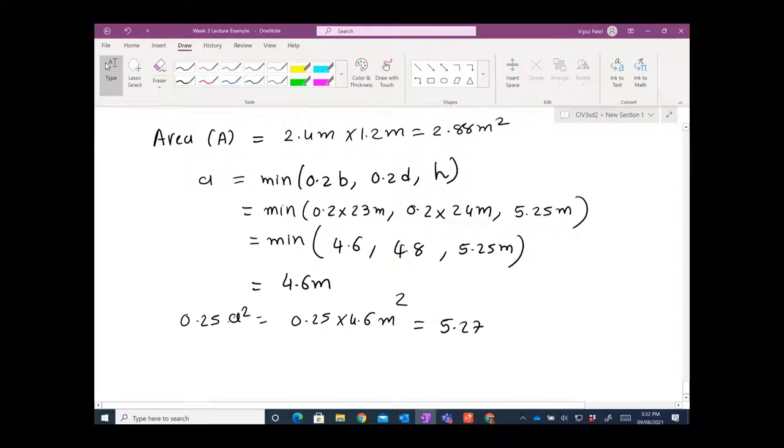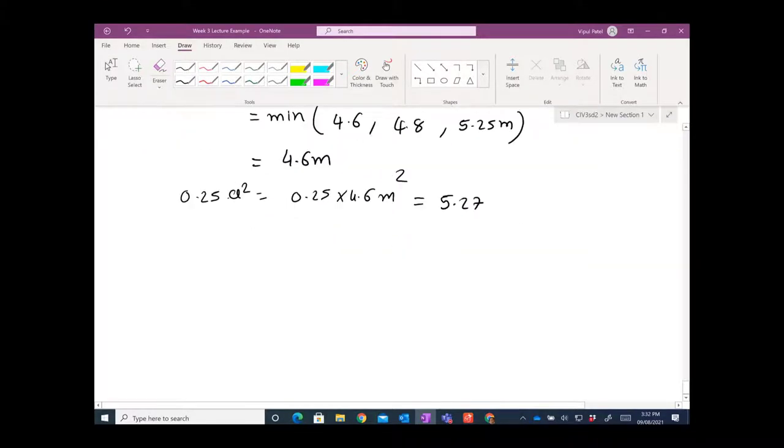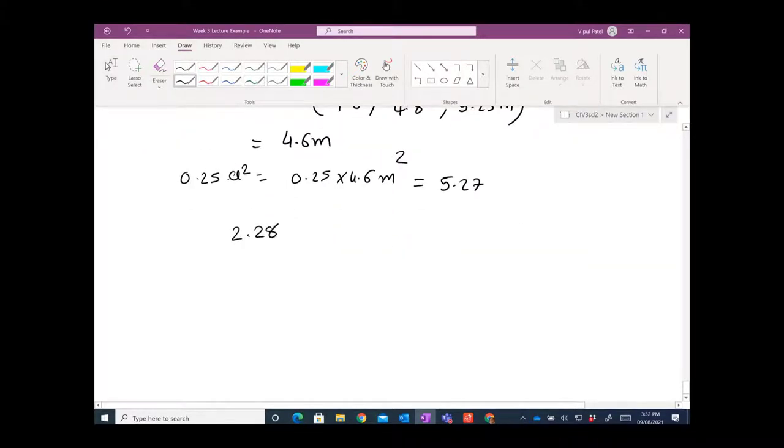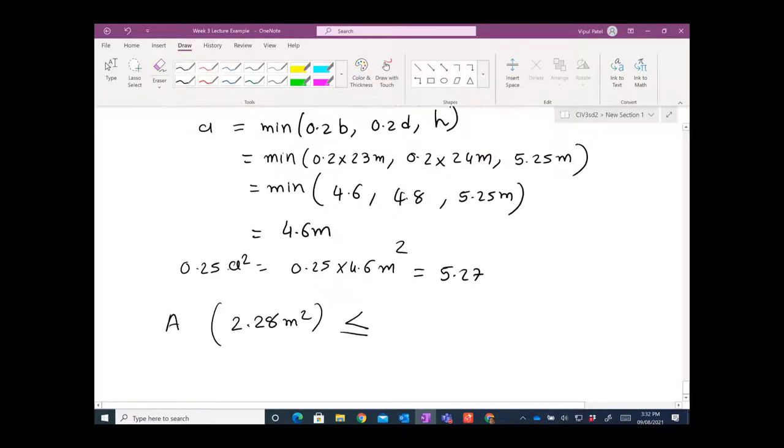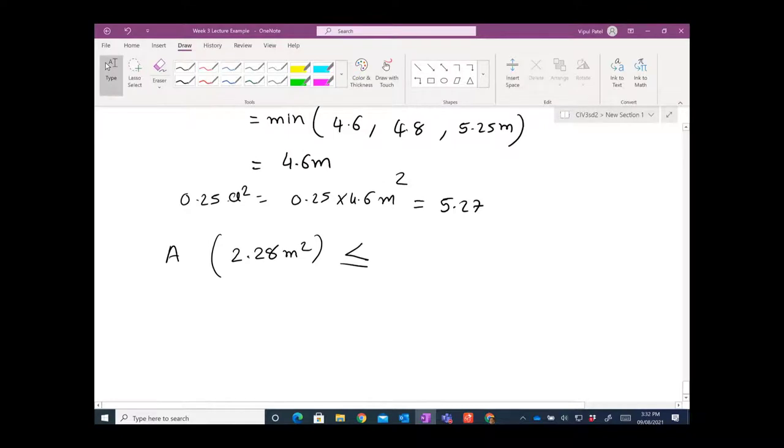Now the area, 2.88 square meters, is less than or equal to 0.25 A squared, which is 5.29 square meters. So therefore it is okay, we can use the table, right? Because this condition is satisfied. So we can go back. Oops, I closed it, sorry.